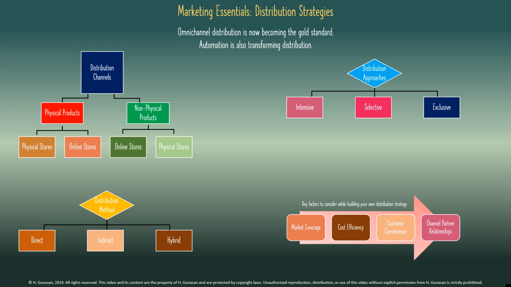To bring these ideas to life, let's look at some real-world examples. Take Coca-Cola, for example. Their distribution strategy is legendary, and they use intensive distribution to ensure their product is available almost anywhere you go, from vending machines and restaurants to grocery stores and gas stations. They've mastered the art of making sure their product is always within reach.